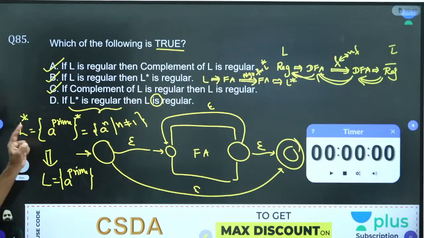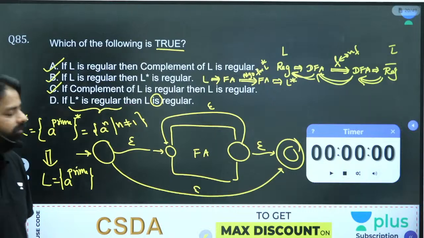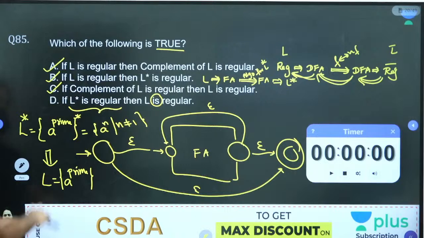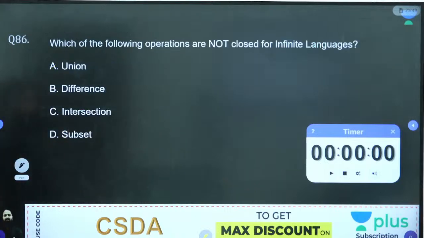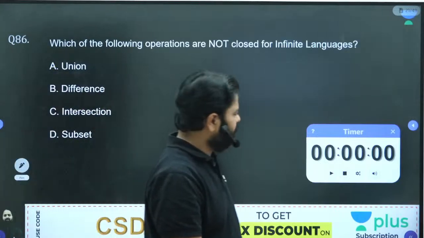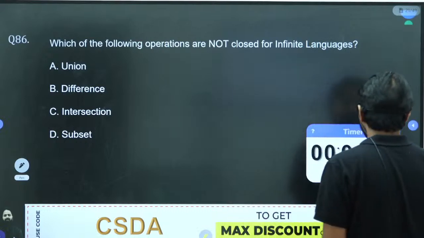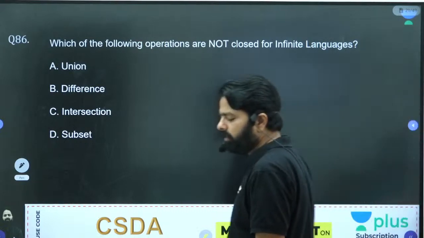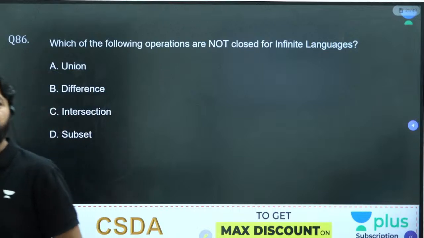So you will choose A, B, C. Got it? I will wait for the answers, no timer from now onwards. I'll give you time to answer it.